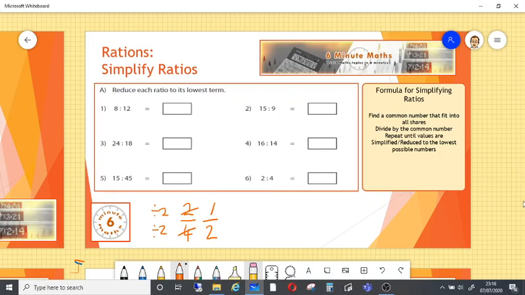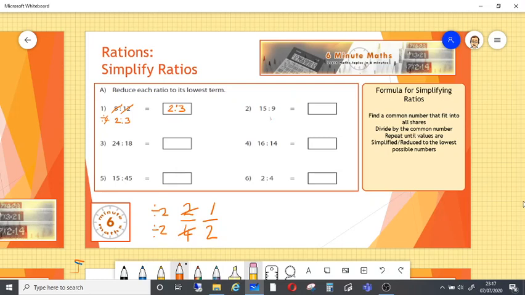Okay, if you look at the rule on the right hand side, you find a common number that fits into both sides, or both values or the shares, divide by the common number, and then repeat it until we get it into the lowest possible form that we can. So I'm looking at 8 and 12 here as a ratio, so that could be 8 red marbles for every 12 marbles. So I'm going to reduce it to its lowest form, and I'm going to divide it by 4, because my 4 times table goes into both of those. So 8 divided by 4 goes in twice, 12 divided by 4 goes in 3 times. So the ratio of red marbles to blue marbles is actually 2 to 3. So for every 2 red marbles, there's 3 blue marbles.